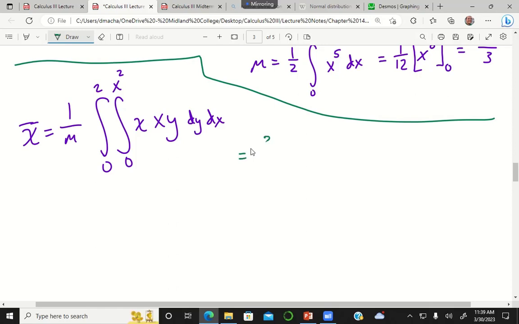1/m is 3/16 times integral from 0 to 2. And then I will go ahead and take the antiderivative with respect to y, which gives me x squared y squared, and I have to divide by 2, so I'll also make that 2 times 16 out here. Evaluated at 0 and x squared dx.